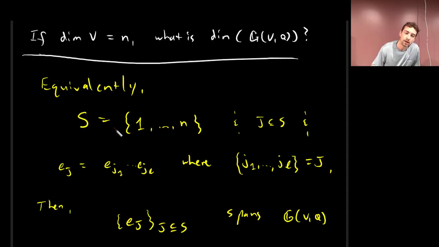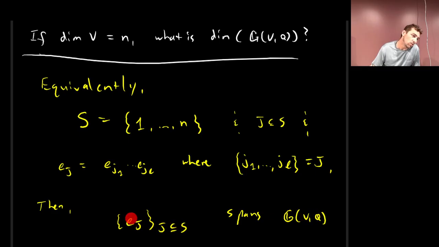Just for anybody who's done combinatorics, this is now equivalent. If you let S be the set 1 through n, you take J as some subset of S, and let E sub capital J be a product of the elements in J, where J1 through JL are the elements of J. Well, then the collection of these EJs for J a subset of S is what spans the geometric algebra generated by V.